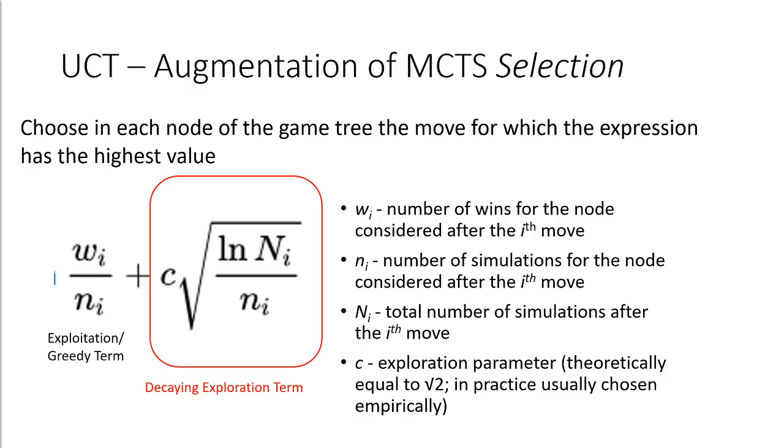This would be after like the nth move. So all of the subscripts with the i, that just means after you've made the ith move. So we've got our wins and the number of simulations run. And that looks kind of standard to what we were talking about before.